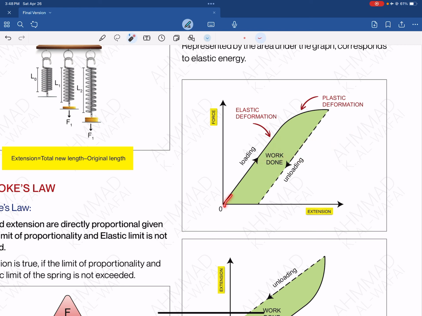As you can see, this is the loading graph. At this point, this is the limit of proportionality. After that point, if you increase the load, the spring is not going to act elastically, it's going to deform plastically. And when you remove the force, it's going to keep a plastic deformation, where there is a ΔL that has actually happened to the spring.